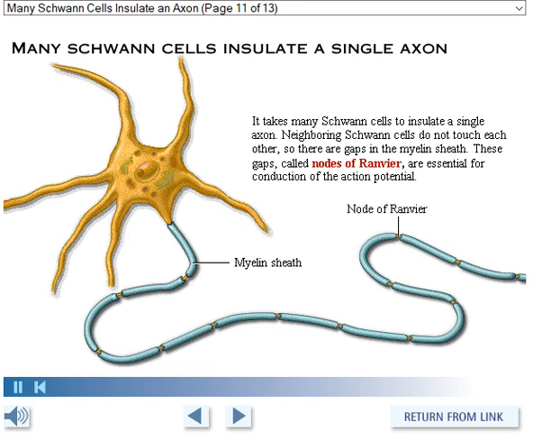These gaps, called the nodes of Ranvier, are essential for conduction of the action potential. We'll learn about this type of conduction in the action potential section of this module. Click the axon to see an action potential conducted along a myelinated axon.